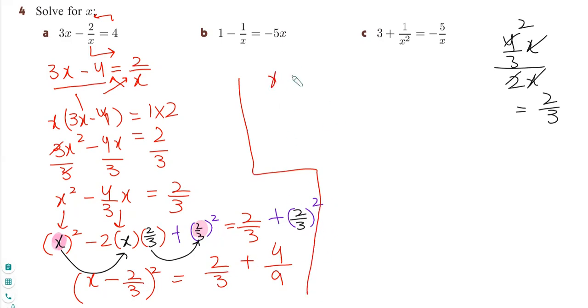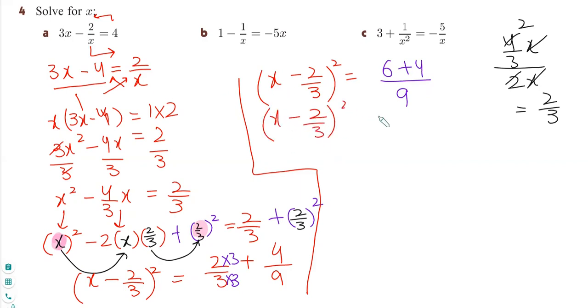Okay, now you can combine the fractions on the right-hand side. Just make them like fractions. Multiply this 3 by 3 and this as well. So it will be 6 plus 4 over 9, right? So we have x minus 2 over 3 whole square equals 6 plus 4, 10 over 9. Now taking square root of both sides, this will be plus minus square root of 10 over 9. Square and square root cancelled, so we are left with x minus 2 over 3 equals plus minus square root of 10 over 9, right?